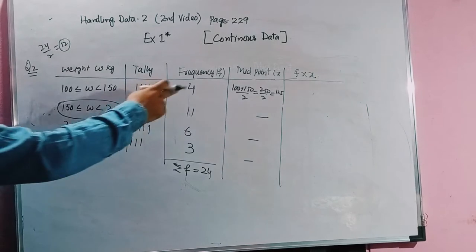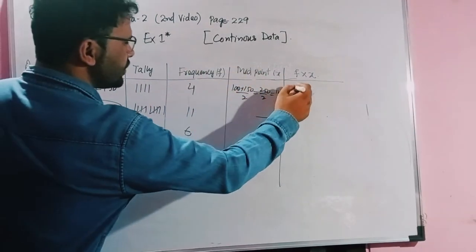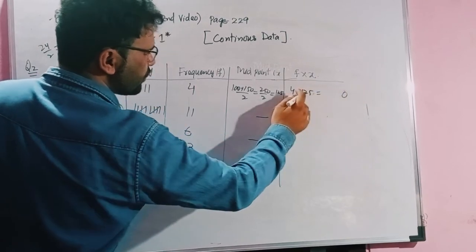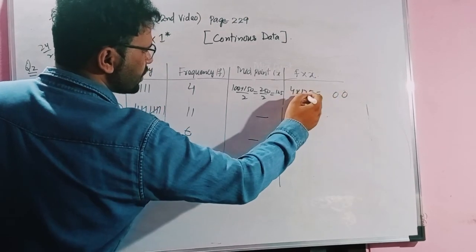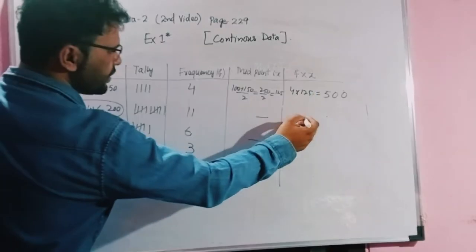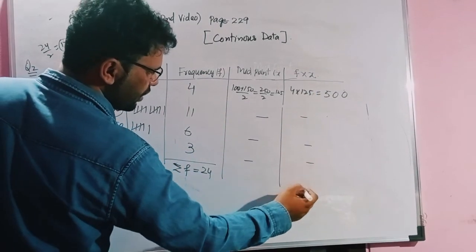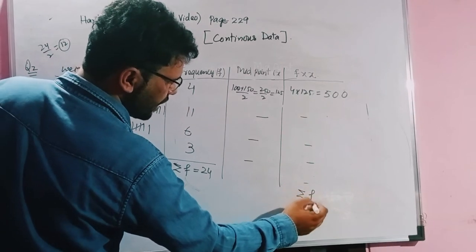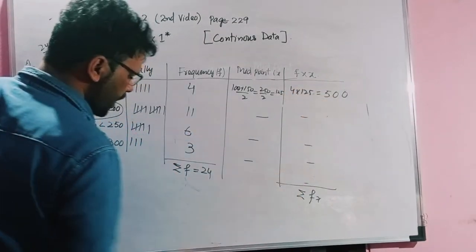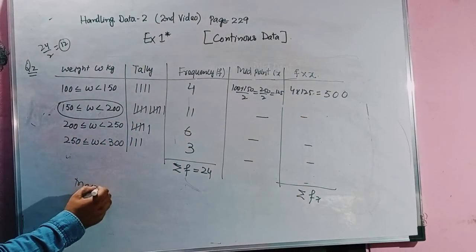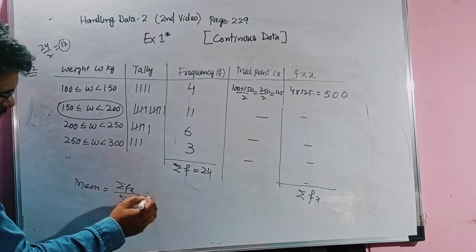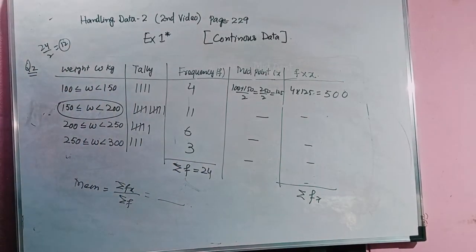Afterwards you have to do f into x. That's 4 into 125. 4 fives are 20, 2 fours are 8, and 1 four is 4, it's 500. Similarly you will find this value, the other value, and the other value. Finally you will find sigma fx, the sum of all values, and the mean is simply sigma fx divided by sigma f. Here you will find the value. So how easy it is.